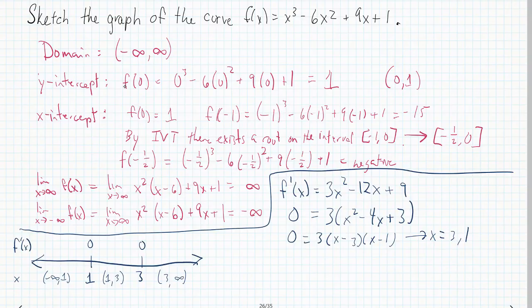From negative infinity to positive 1, what are we looking at? Well, you're going to plug in a number that fits inside of there. 0 works great. So notice 0, when you plug that in, you get a negative and another negative. That makes a positive. And so that tells us it's increasing on this interval.